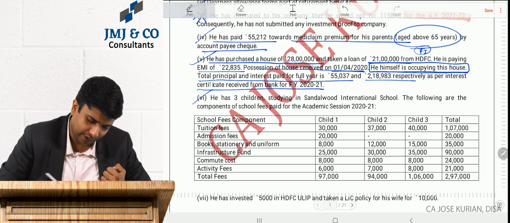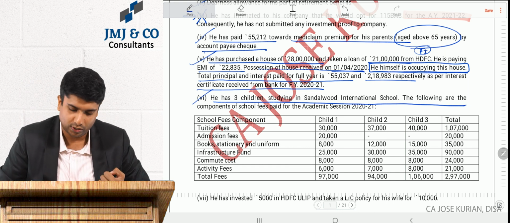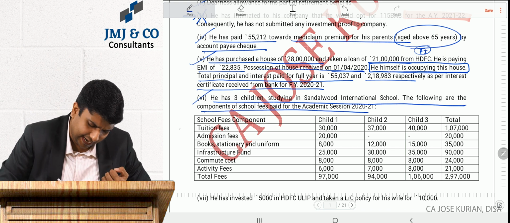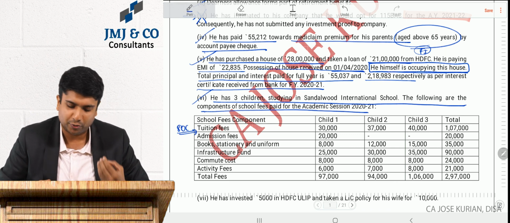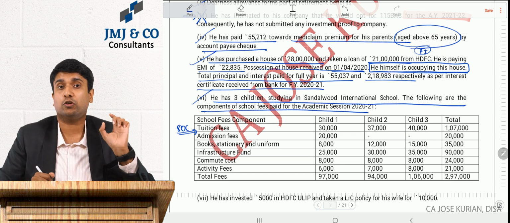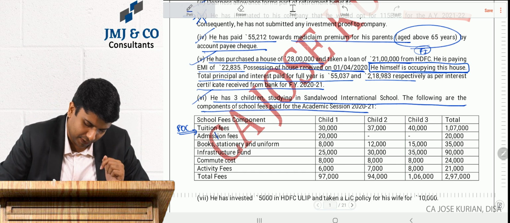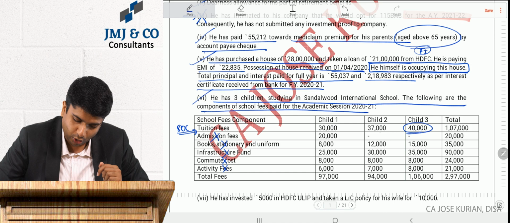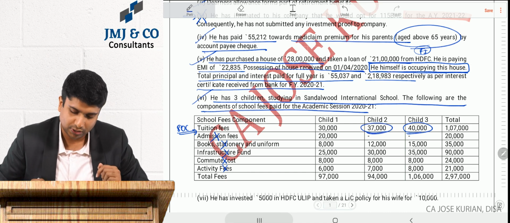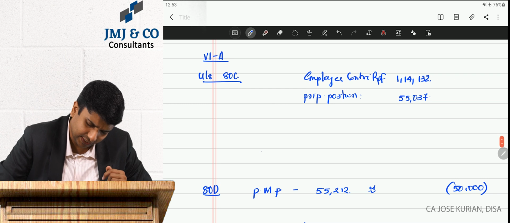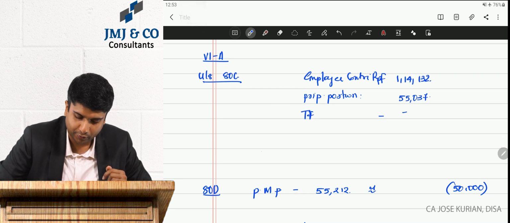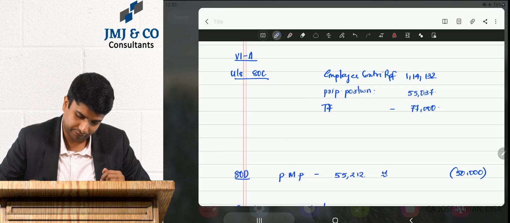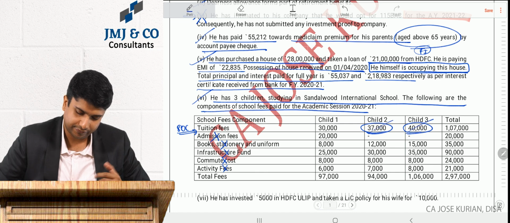Anyways, moving on to point number 5, he has 3 children studying in Sandalwood International School, and the following are the components of school fees paid for academic session 2021. Under 80C, up to 2 children, tuition fee you can claim as a deduction. All other sums, admission fee, books, infrastructure, commute, activity, you cannot claim. So up to 2 children, the highest amount I should consider. So 40,000 and 37,000 I should consider. So 80C tuition fees, that is 40 plus 37, would be 77,000 rupees.